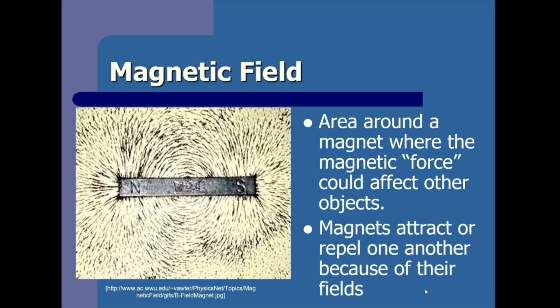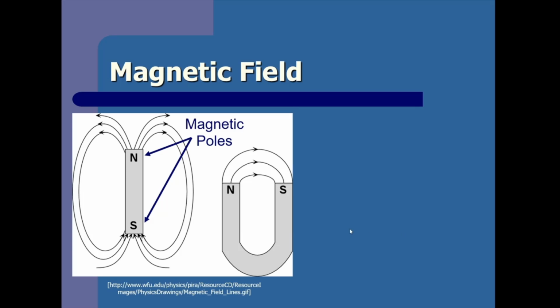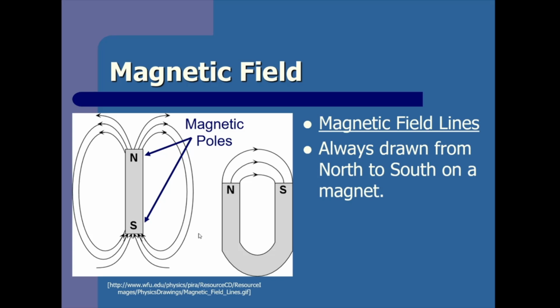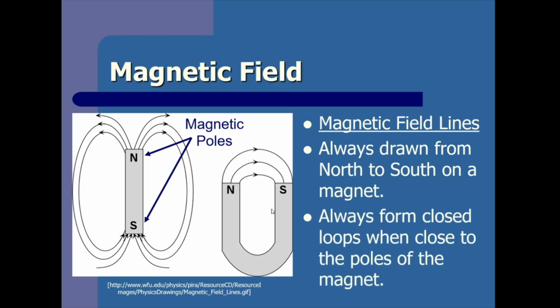All right, so magnets, of course, will attract or repel one another because of these fields. So north and north will repel, south and south will repel, but north and south, they will attract. All right, and so when they do attract, the lines always go from north to south. Okay, so the magnetic field line is always drawn from north to south on a magnet, north to south, just like this. Or if you have a U-shaped magnet, they go like this, north to south. And they always form these things called closed loops. Okay, so these loops are closed.